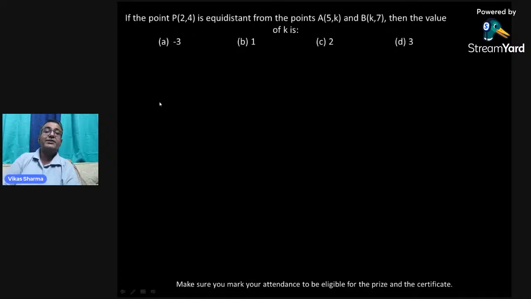And the next question is, if the point (2, 4) is equidistant from the points (5, k) and (k, 7), then what is the value of k? So you have to find the value of k if the point P is equidistant from both A and B. The coordinates of all 3 points are given to you. You just have to find the value of k.